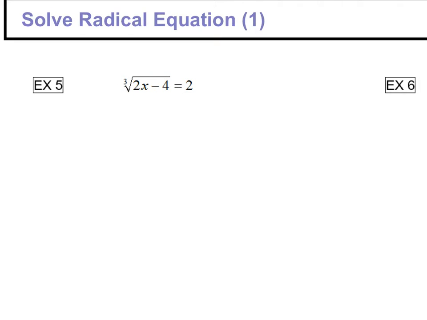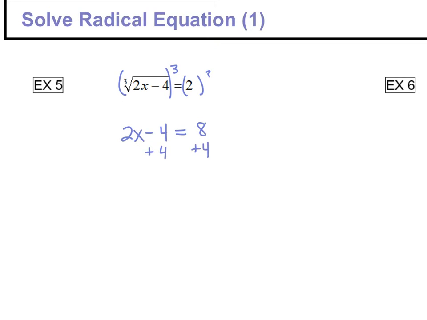Now, what we did before with our square roots is we would square both sides to cancel a square root. Well, this is not a square root, it's a cube root. So to cancel a cube root, we will cube both sides. So we do want to pay attention to what radical is being used in the equation, and then we will use the appropriate exponent. So a cube will cancel a cube root, leaving us with 2x minus 4, and then 2 to the third power is 8, and then we just solve this.